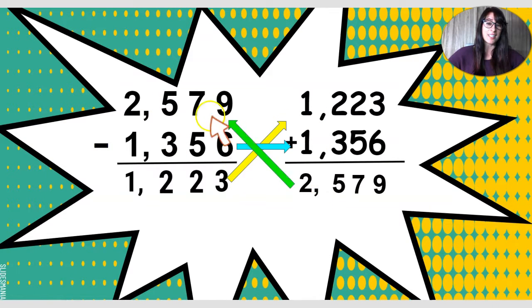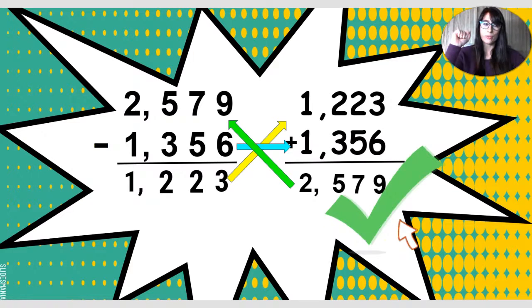Now, when I look at these two and they are the same, I can tap myself on the shoulder and just say to myself, you are good to go to next exercise. So this is how you show your teacher how to check your answer with addition.